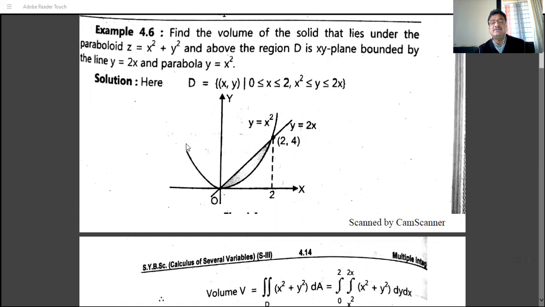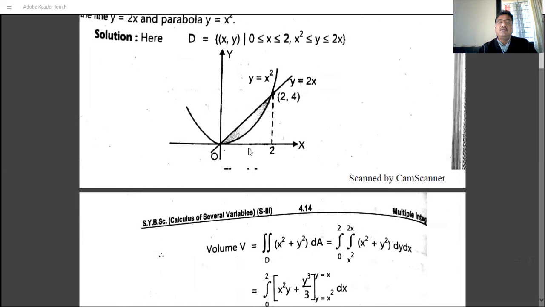Why around y-axis this parabola? Because x square is there. If there is y square, then it is around x-axis. And why is it above x-axis? Because we have the positive sign, y is equal to x square. Okay, so above the x-axis, around y-axis, and this is the point of intersection, this 0 0 and 2 4.